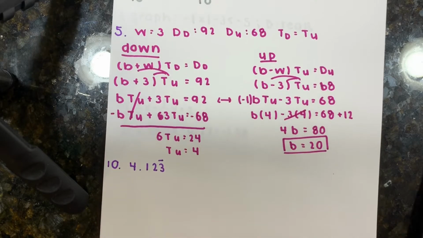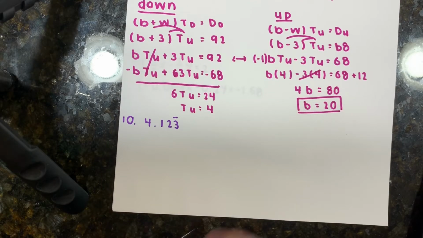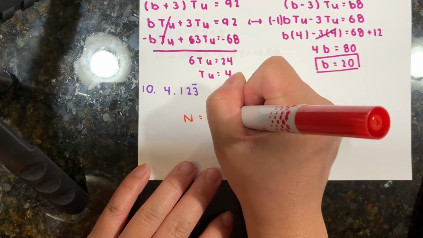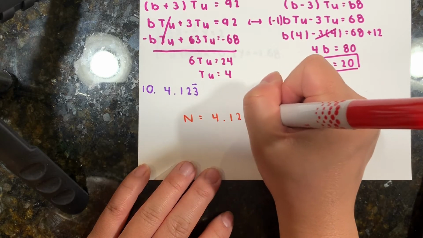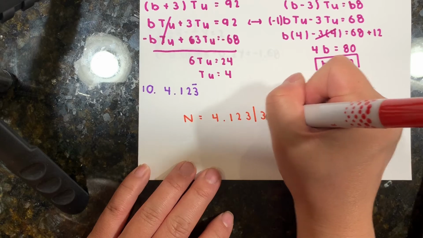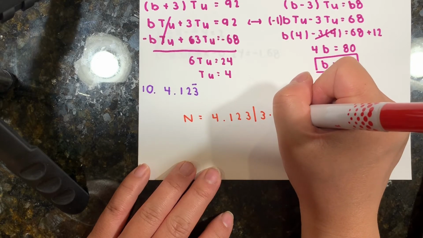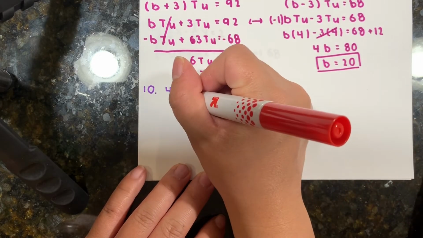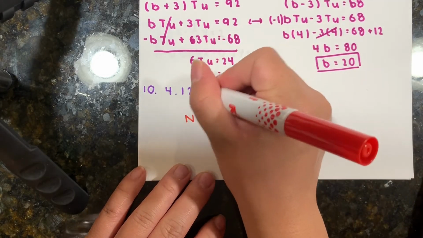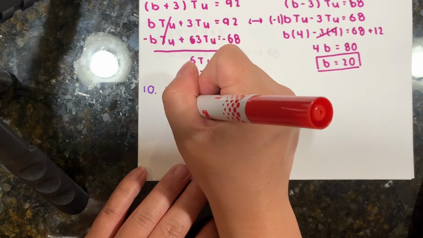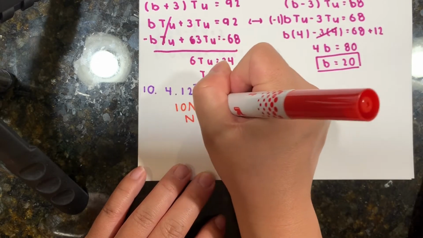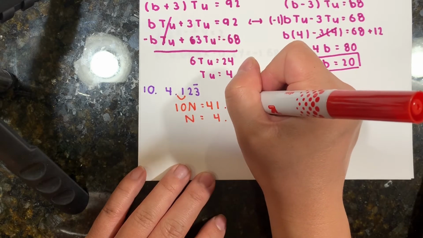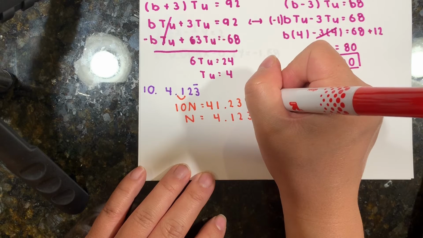So now what we're going to do is we're going to look at number 10. This is what our n is going to be equal to, 4.123 repeating. Now all I need to multiply this number by is 10 so that the decimal point only moves over once because there's only one repeating decimal. So it's going to be 10n equals 41.233 repeating.